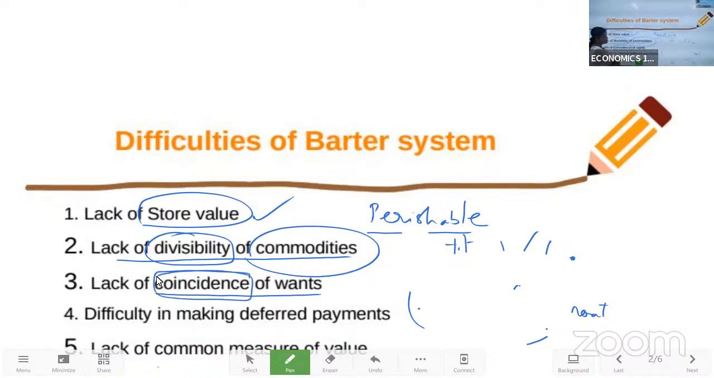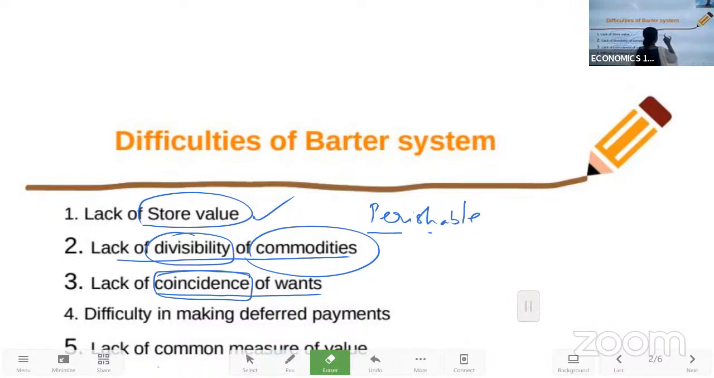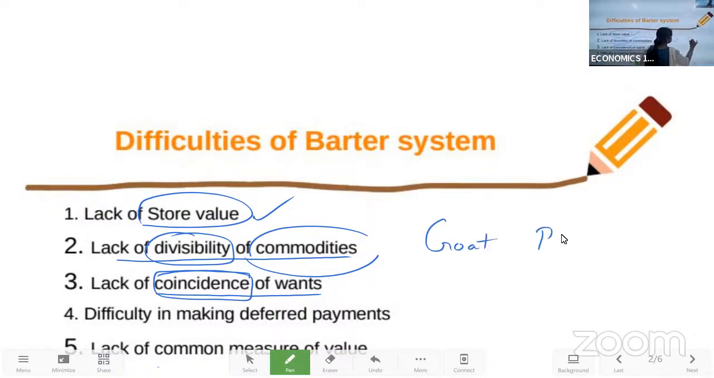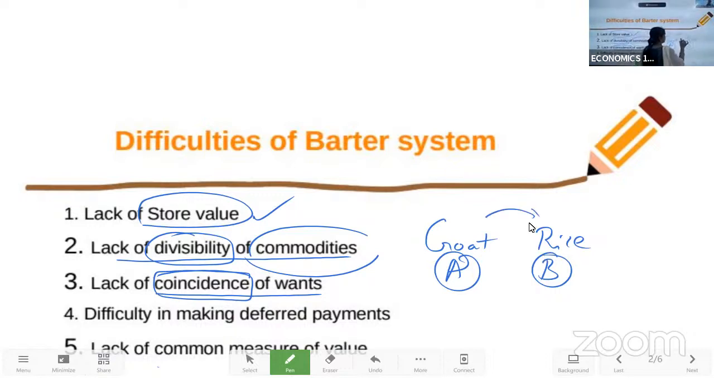Coincidence. See here, once again, coincidence means whatever good you want. Just now I gave one example, no? The goat exchanged with the rice. This is person A, this is person B. Each one should have a coincidence to exchange these goods. A is willing to exchange the goat for the rice, and B should also be willing to exchange his rice to A for the goat. If we have this coincidence between A and B, then we can call it a double coincidence. Double coincidence can be possible.